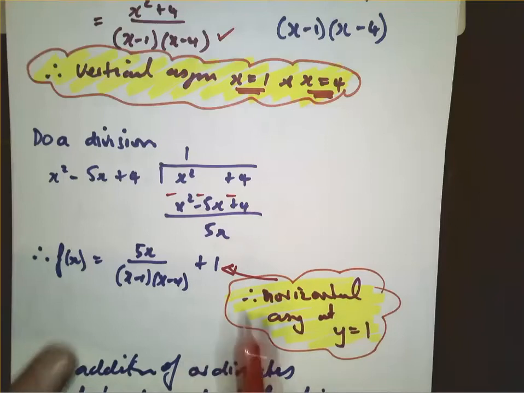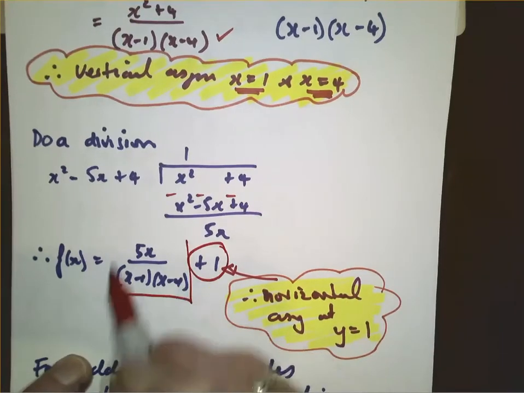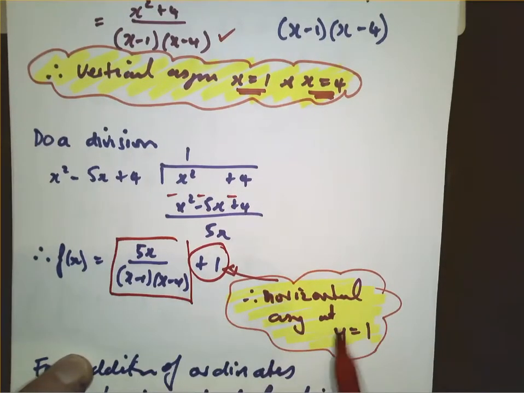And we can now see that I have 1 plus this. Therefore, the horizontal asymptote is y equals 1. So for part A, find the asymptotes. They are the asymptotes.